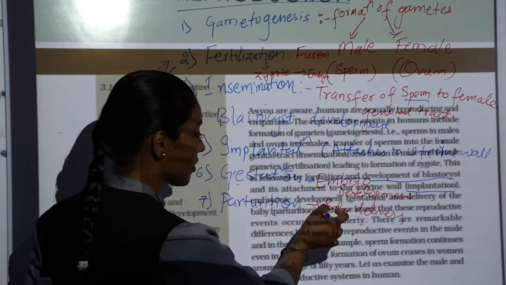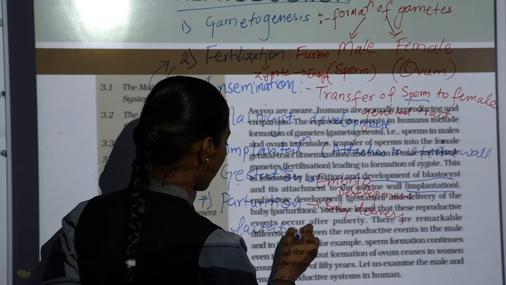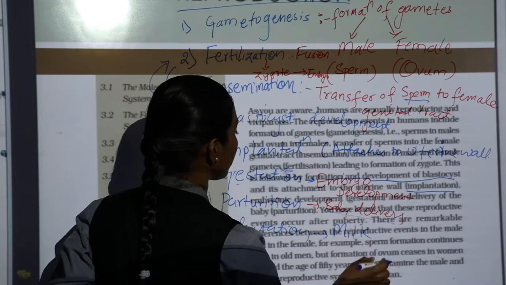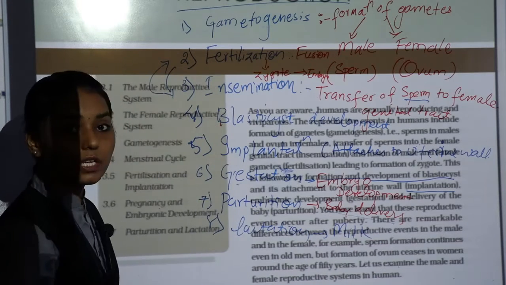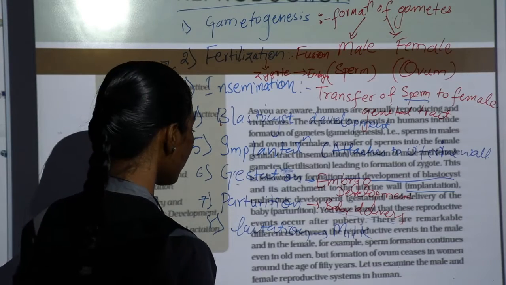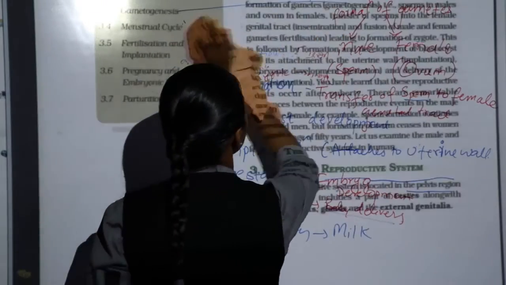After that, once the baby is delivered, the lactation period starts. This lactation period is when a baby feeds on milk from the mother. Now we will start with the male reproductive system.